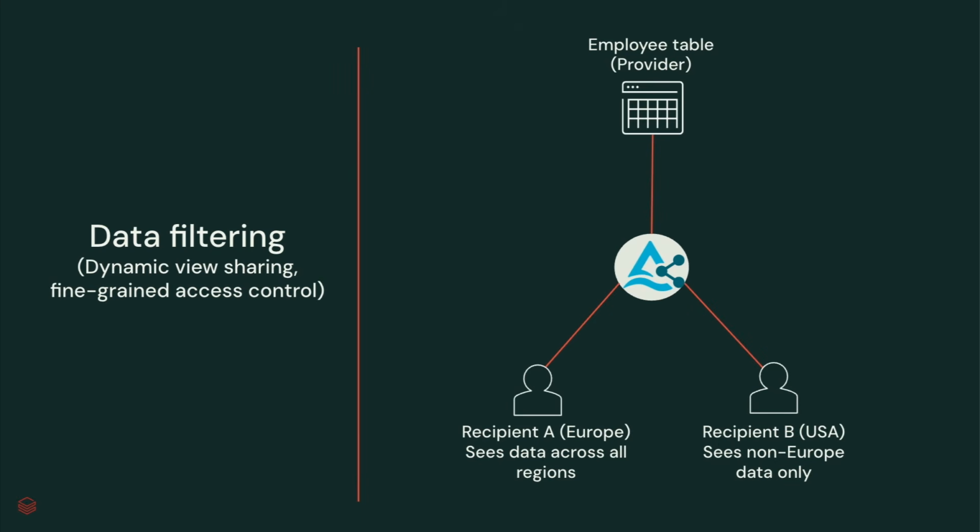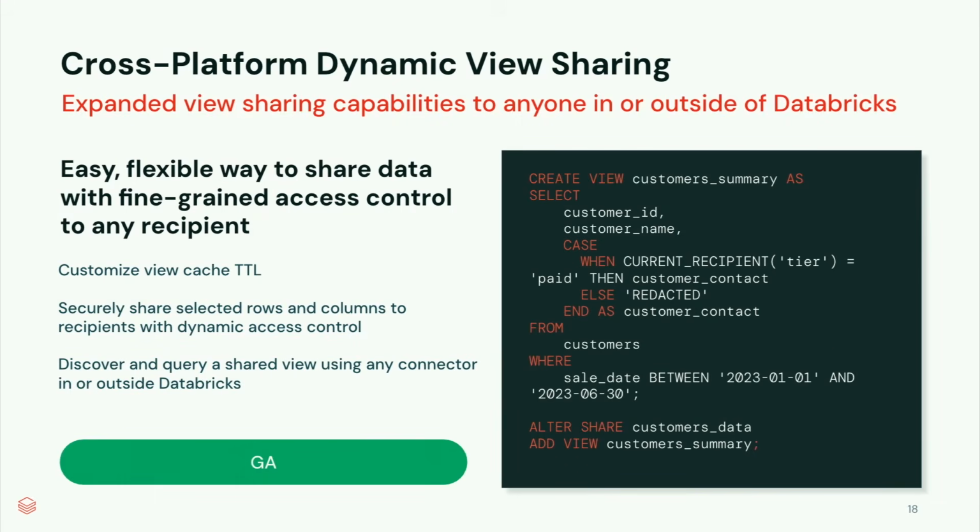There are two ways to think about fine-grained access control when it comes to Delta Sharing. The first is through dynamic views. With this capability, you can slice and dice data into views and make views available to your recipients. Within your view definition, you can leverage the current recipient function to conditionally apply filters based on who your recipient is. So in the example here, if my current recipient's tier is paid, then they can view customer contact information. Otherwise, we redact that information. So this capability is available right now, generally available.